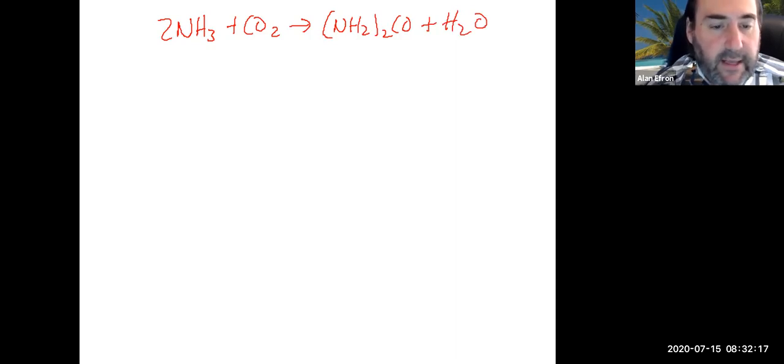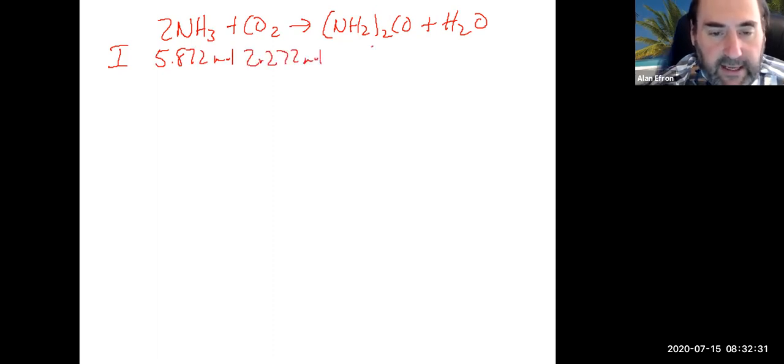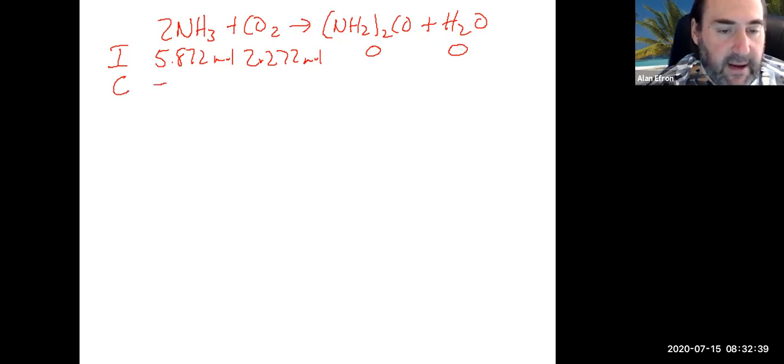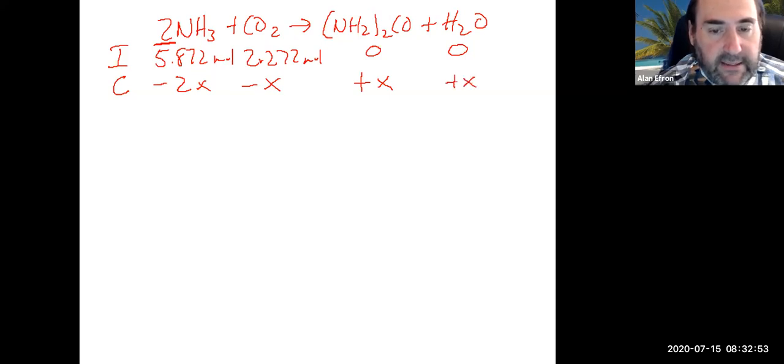Okay, so initially we're going to use the NH3 moles, which was 5.872, and our CO2, which was 2.272. And again, initially we're going to assume we have nothing of our products. The change part here, we're going to lose our reactant, so it's going to be minus 2x, again, the 2 for the coefficient, minus x, again, the coefficient for CO2 is 1. This is going to be plus on the product side, so plus x, coefficient is 1, and also plus x as the coefficient there is 1 as well.